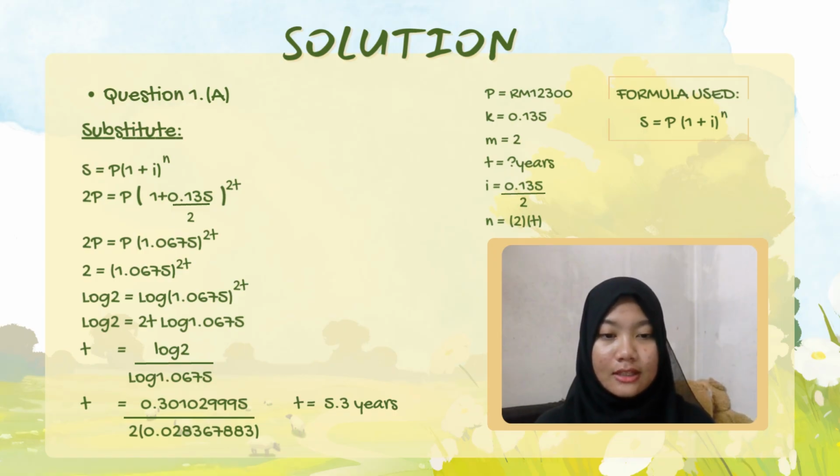We multiply the numbers in the bracket first, so we get 0.056735766. Then we divide these two numbers, and we get 5.3 years. So the answer is it takes 5.3 years for Zaliha's investment to double in value.